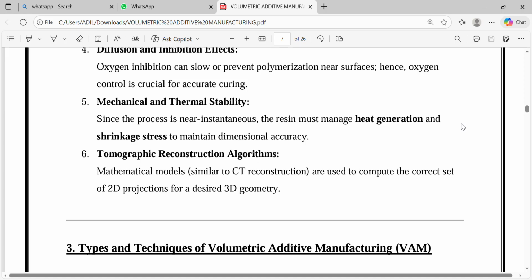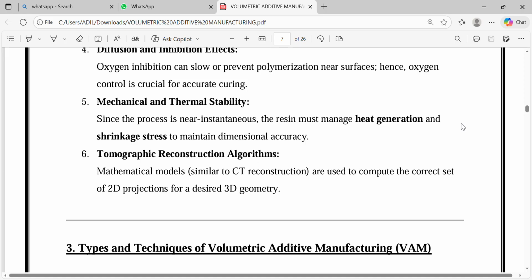The fifth one is mechanical and thermal stability. Since the process is near instantaneous, the resin must manage heat generation and shrinkage stress to maintain dimensional accuracy. Heat generation and shrinkage stress can cause deformation and warping, which affects the dimensional accuracy and may lead to cracks and delamination. It needs consideration in process optimization.